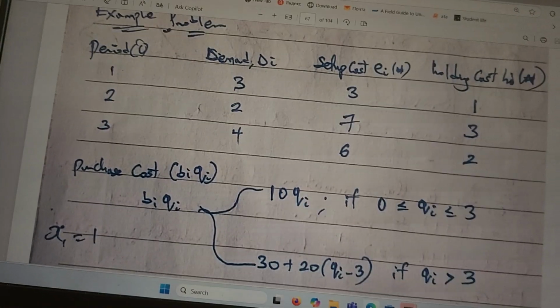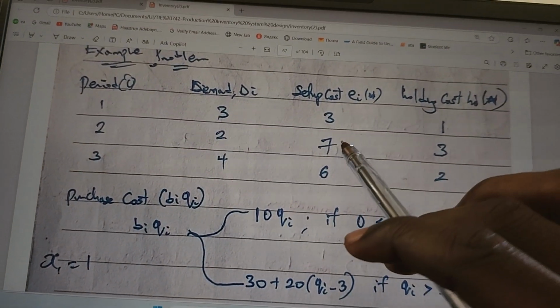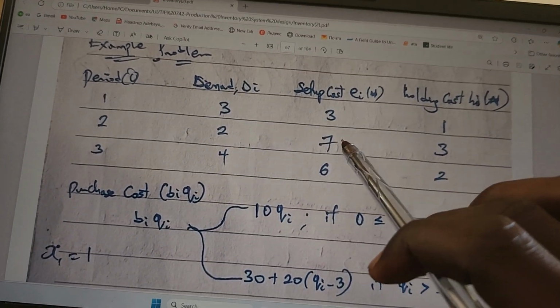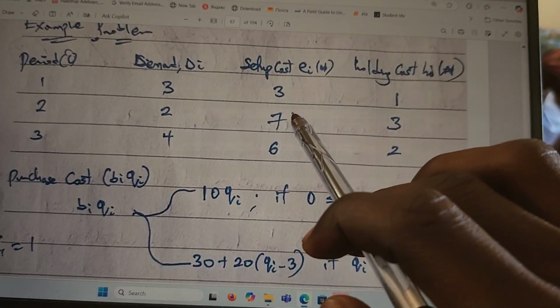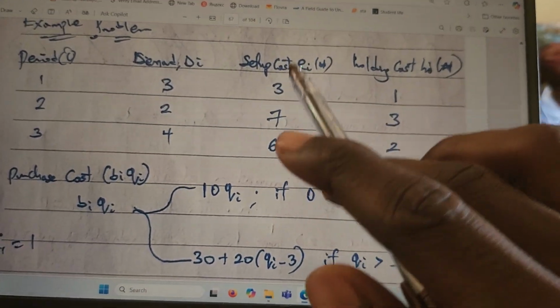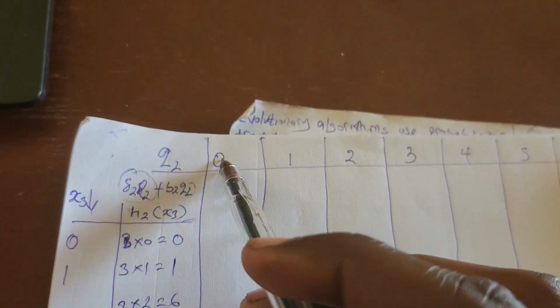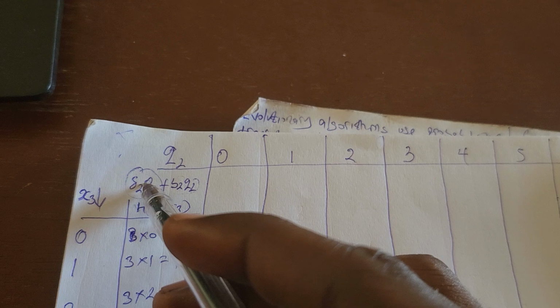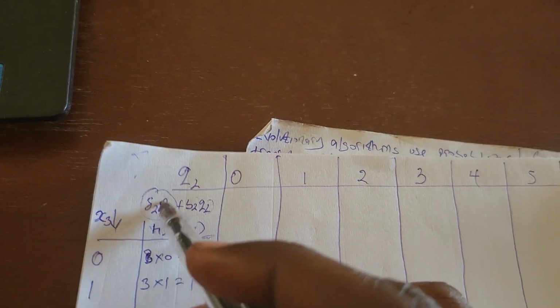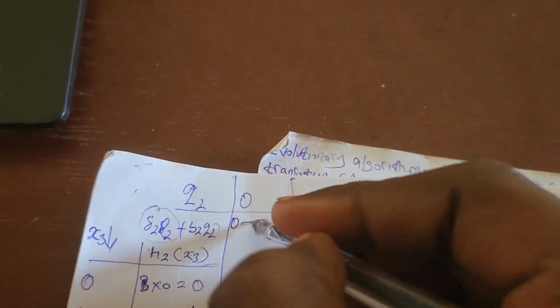So it can either be 0 or 7. It will be 0 when Q is equal to 0, and it will be 7 when Q is greater than 0. Do you understand? So here now our Q is equal to 0, right? So everything here will be 0. This one will be 0 plus.